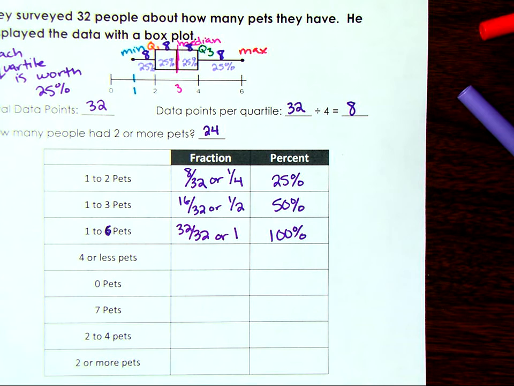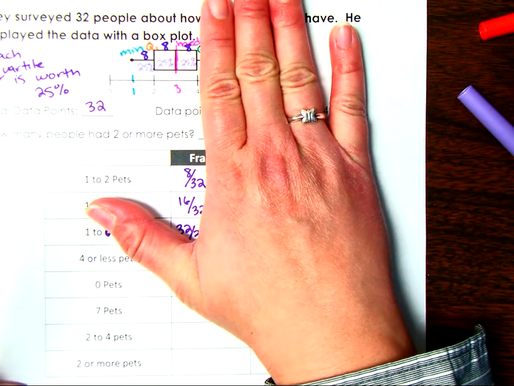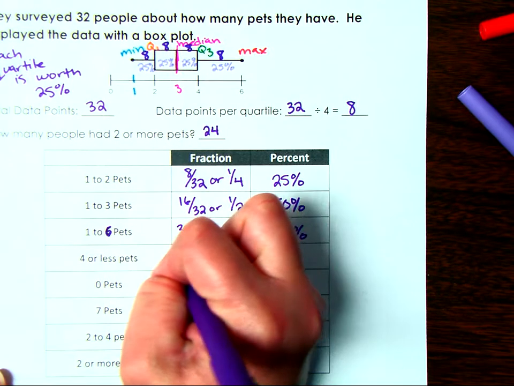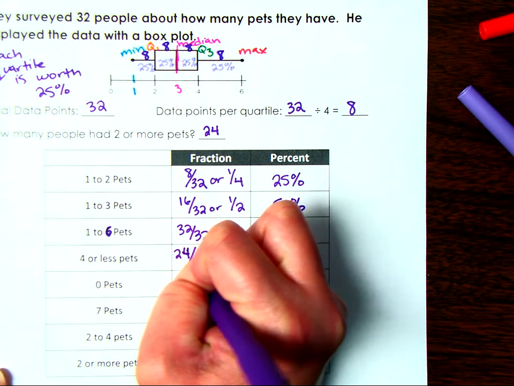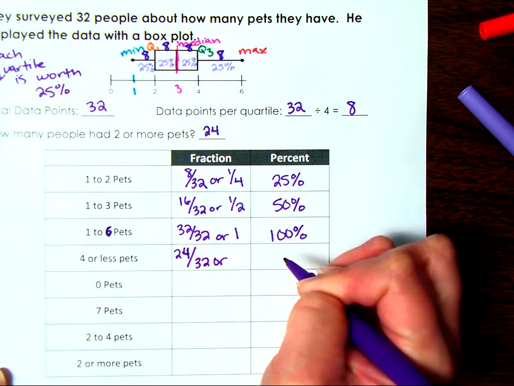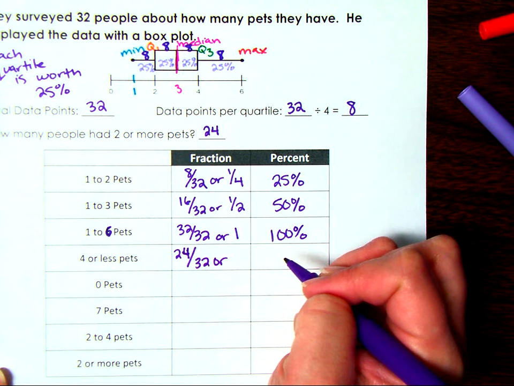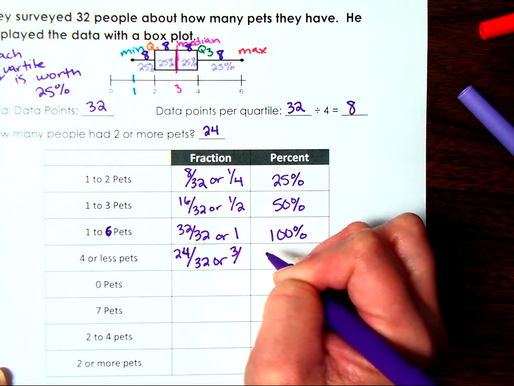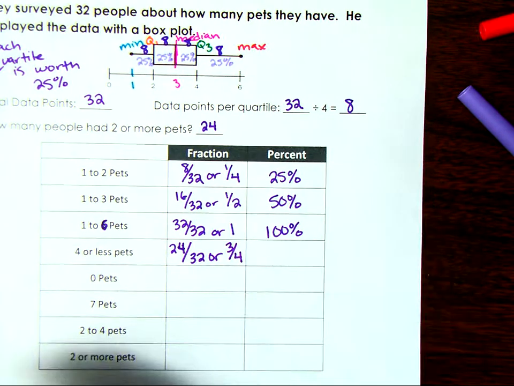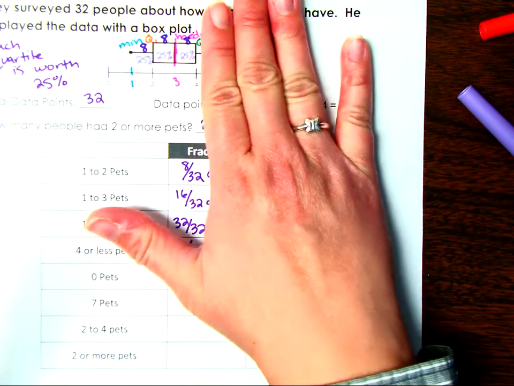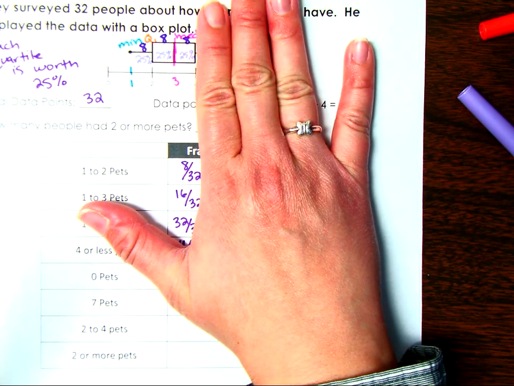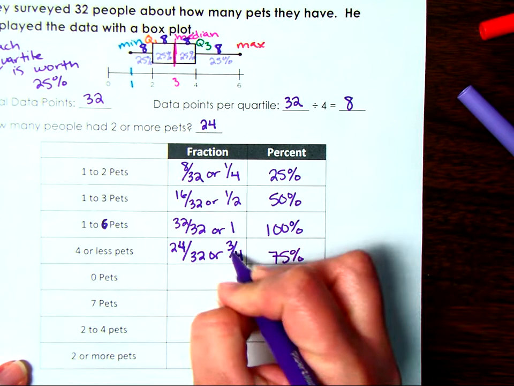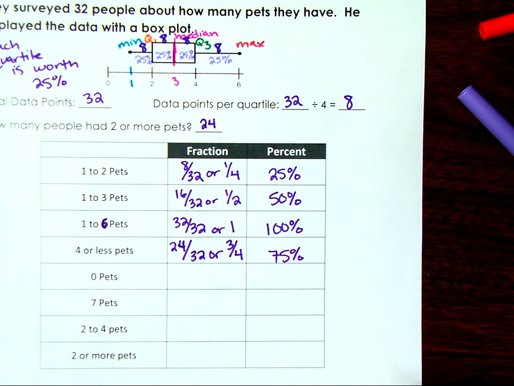Okay? What about 4 or less pets? So 4 or less, that's 8, 8, 8, or 8 times 3 is 24 out of 32. Or we can reduce. Let's see, they can both be reduced by 8. 24 divided by 8 is 3. 32 divided by 8 is 4. And that makes sense because, look, 4 or less, 25% plus 25% plus 25% is 75%. 3/4 of $1, or 3 out of 4, is 75%.